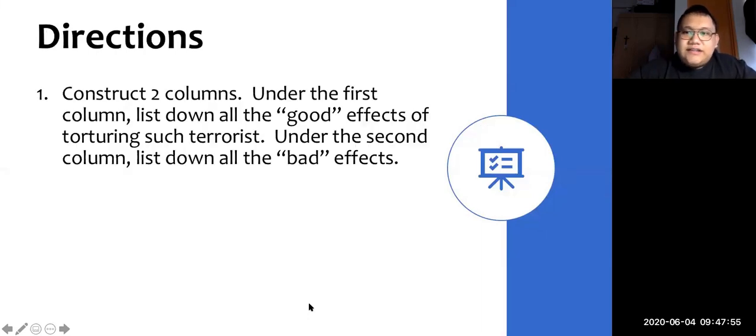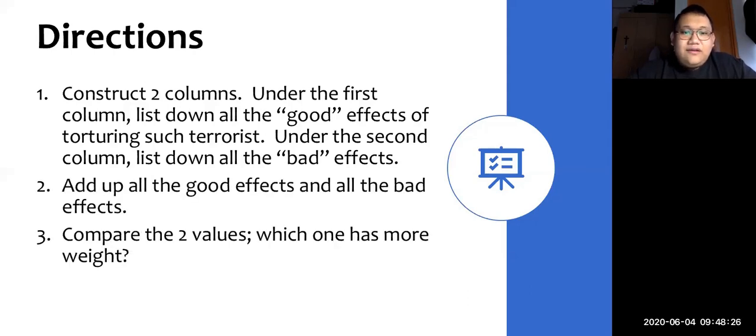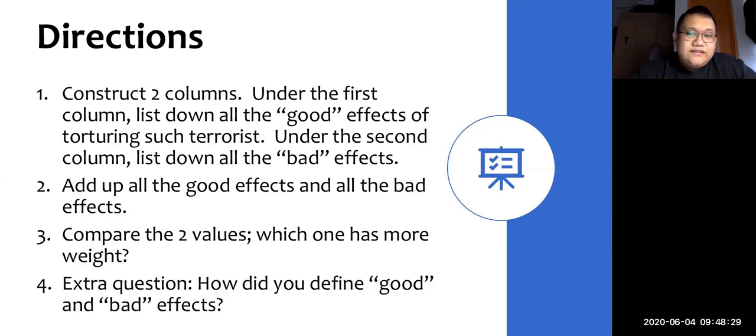So whenever I lecture this utilitarianism lesson, I ask my students to construct two columns. Under the first column, I would usually ask students to mention the good effects of torturing the terrorist. And on the other side, to list down the bad effects of torturing a person. Then, to add up all the good effects and all the bad effects, and then to compare the two values. Which of the two has more weight in guiding your decision whether to torture the person? Now, let's do that virtually.